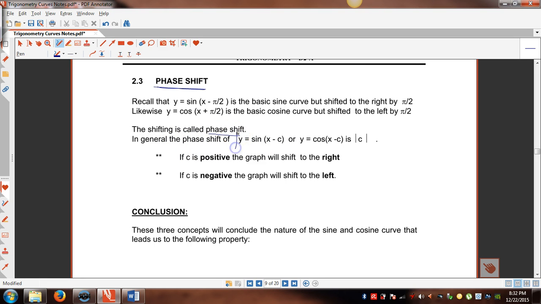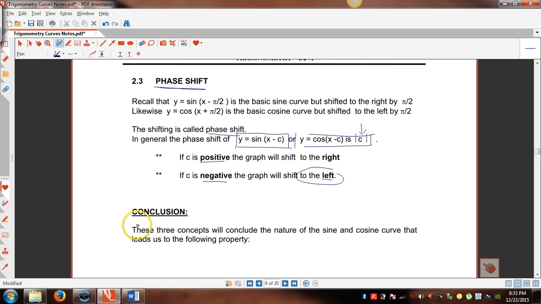Alright, so the general form should be y equal to sine of x minus c, or y equal to cos of x minus c. Then c is the phase shift there. So phase shift should be positive, right? But if c is negative, then the shifting should be to the left. If c is negative, the graph should shift to the left, and if c is positive, the graph will shift to the right.